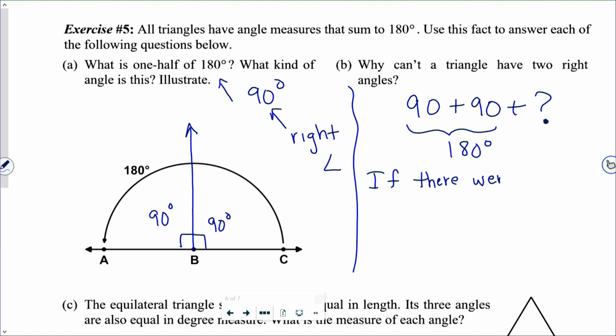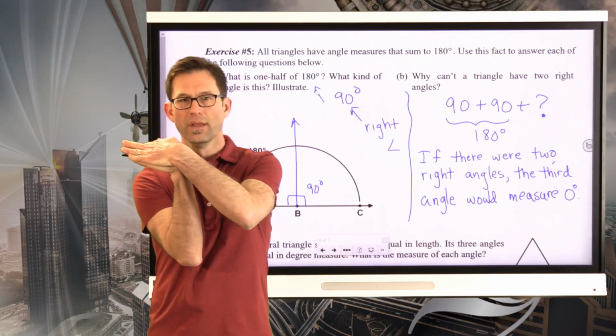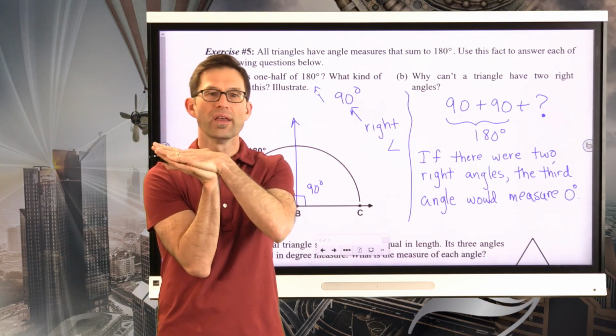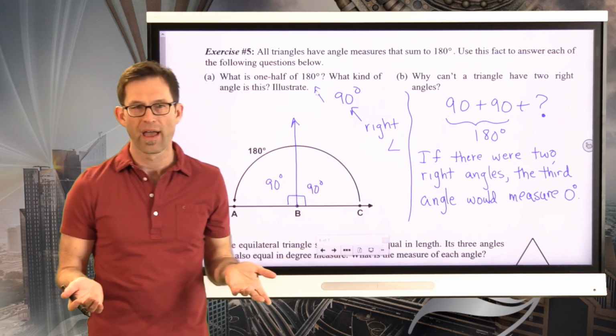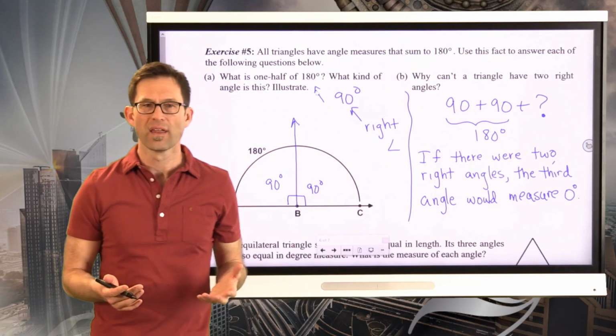if there were two right angles, the third angle would measure 0. And that's not an angle anymore, right? A 0 degree angle literally is this. Right, it's two rays that lie on top of each other. That's no longer an angle. I don't even know what that triangle would look like, right? It just doesn't even make any sense.